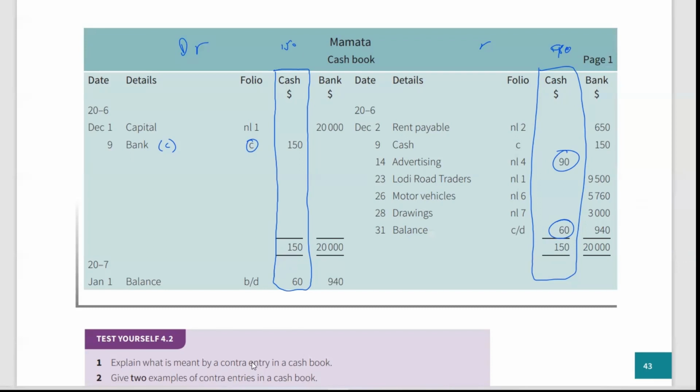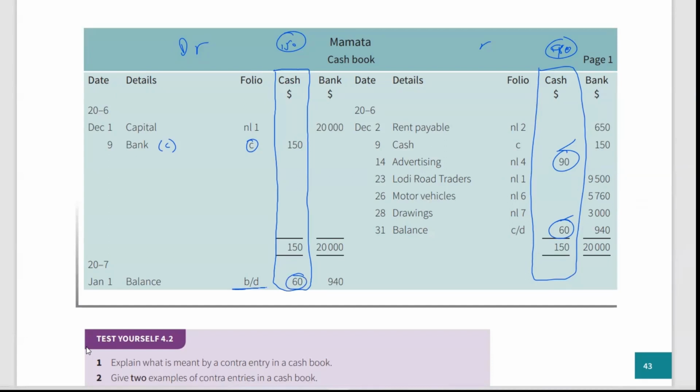Okay, sorry. At first I thought this was one of the other transactions. No, the only transaction in the cash is this 90 on the credit, 150 on the debit in total, total of debit, total of credit. The credit side is smaller by 60, and so we put balance CD on the credit side. And the debit side is bigger. Of course, we bring it down over there.